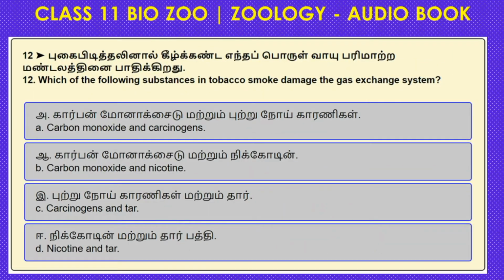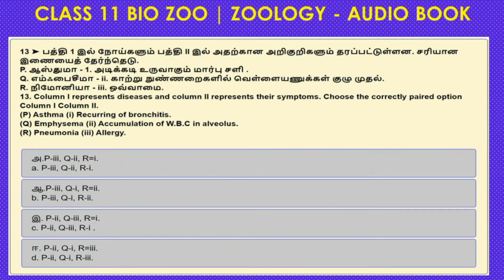Question number 12. Which of the following substances in tobacco smoke damage the gas exchange system? A. Carbon monoxide and carcinogens, B. Carbon monoxide and nicotine, C. Carcinogens and tar, D. Nicotine and tar. Answer to this question number 12 is option B. Carbon monoxide and nicotine.